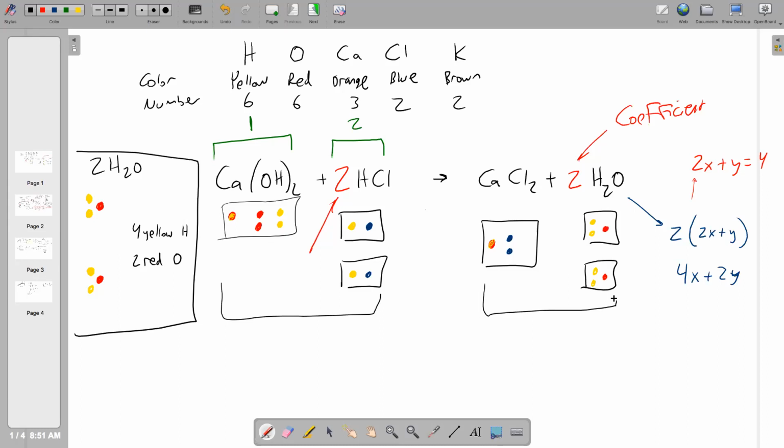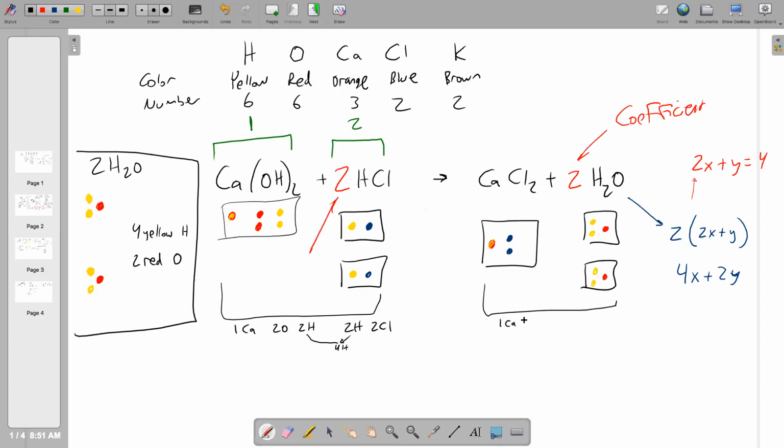And even if you don't have colored pencils, you can at least make a list of what you've got. So for instance, here you've got 1 calcium, 2 oxygens, 2 hydrogens, and then here, because there's a 2 in front, another 2 hydrogens and 2 chlorines. So altogether, there are 1 calcium, 2 oxygens, 4 hydrogens, and 2 chlorines. Whenever you're done, you should have the same thing.